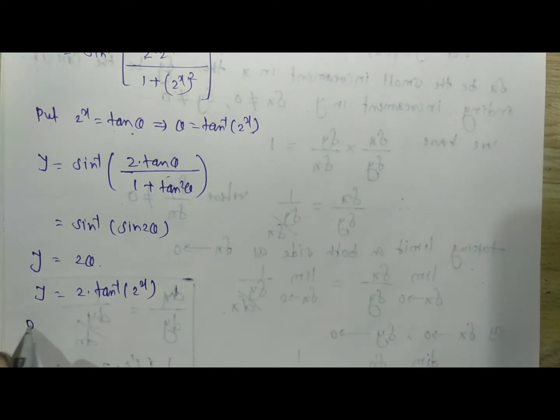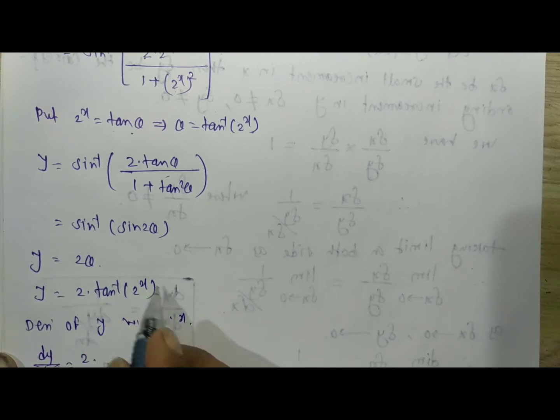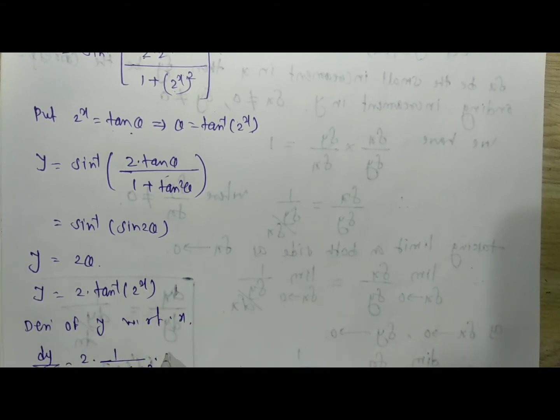We have to get the derivative of y with respect to x, and therefore dy by dx is equal to 2, a constant, taken out, and the derivative of tan inverse 2 raised to x is nothing but 1 divided by 1 plus 2 raised to x whole square into the derivative of 2 raised to x, which is nothing but 2 raised to x.